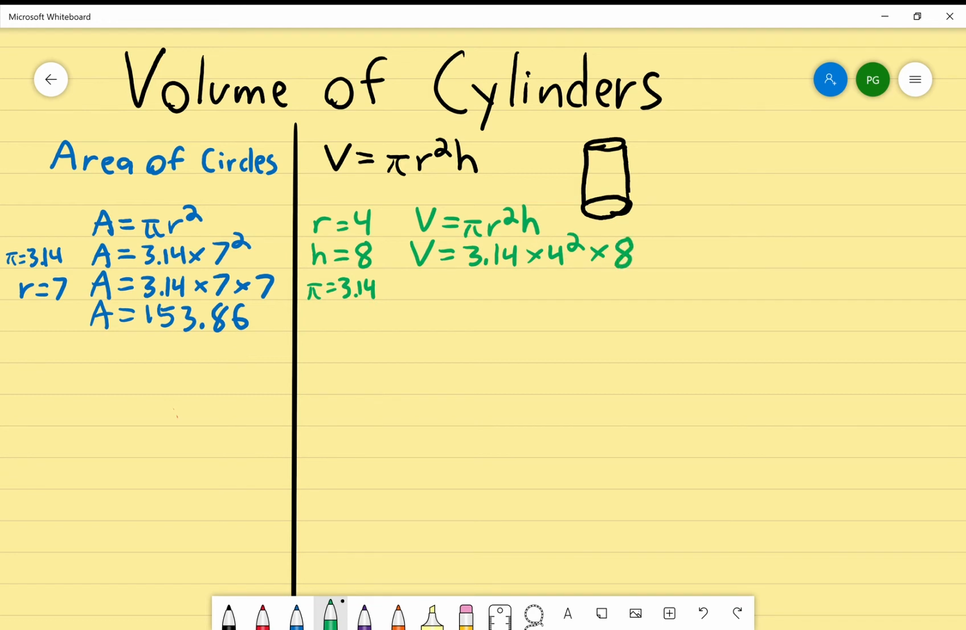Now remember, 4 squared is not 4 times 2, it's 4 times itself 2 times. It's 4 times 4. So let's rewrite it. Volume equals 3.14 times 4 times 4 times 8. This is super easy. 3.14, use a calculator, times 4 times 4 times 8. Your final answer, the volume of your cylinder, is going to be 401.92. You're done.